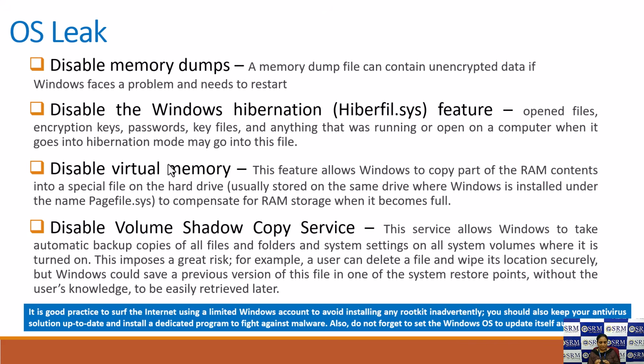So it's a good practice to surf the internet using a limited Windows account to avoid installing any rootkit or any bootkits, and we should keep our antivirus solution up to date and install a dedicated program to fight against malware. And also do not forget to set the Windows operating system to update itself automatically. What do you mean by update? If any backdoors or any malwares are coming into the picture, that is what they're trying to avoid through the updates. That is the reason your Windows should always be updated.